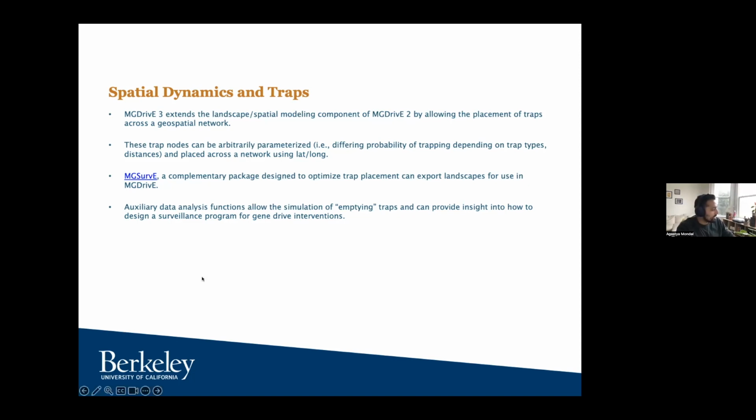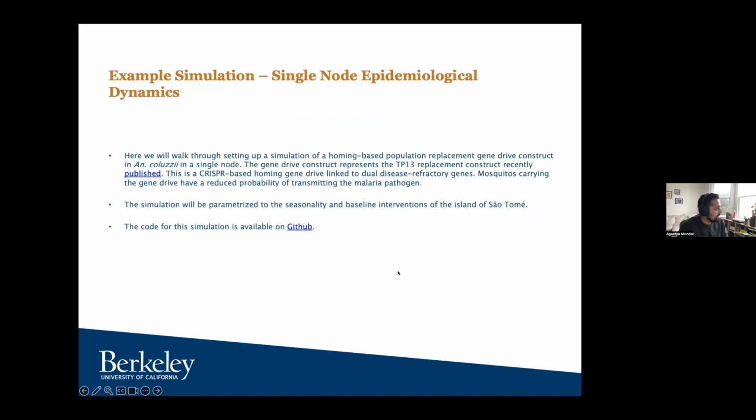So overall, in conjunction with MGSurvE, we want to be able to inform the design of an intervention and surveillance program for gene drive products. So I'll just quickly go through a couple of simulations here. The first one is a single node epidemiological dynamic. We'll walk through how you would set up a homing-based population replacement gene drive construct in Anopheles coluzzii.